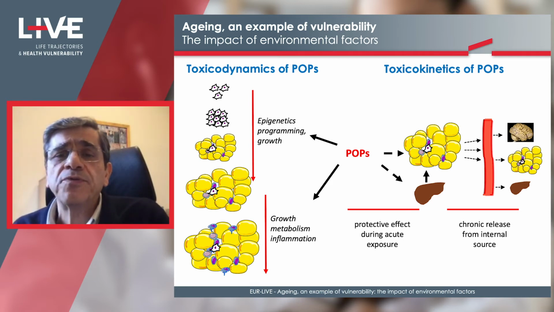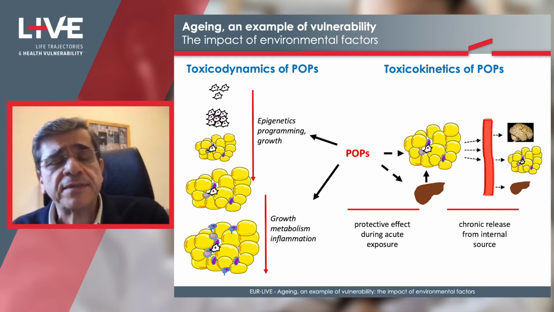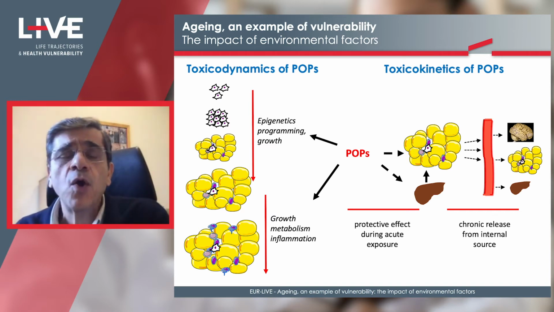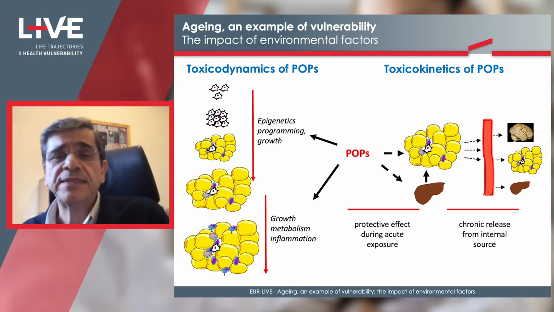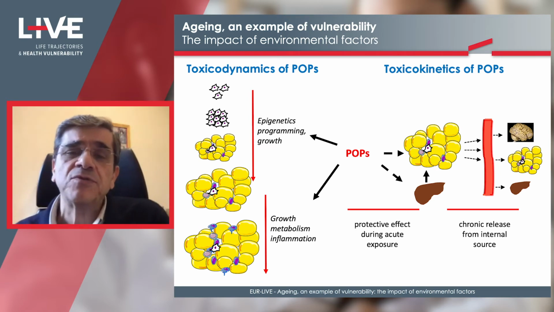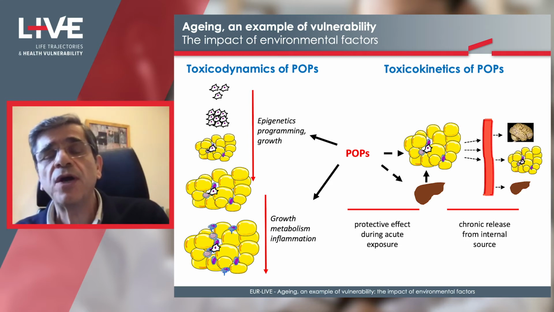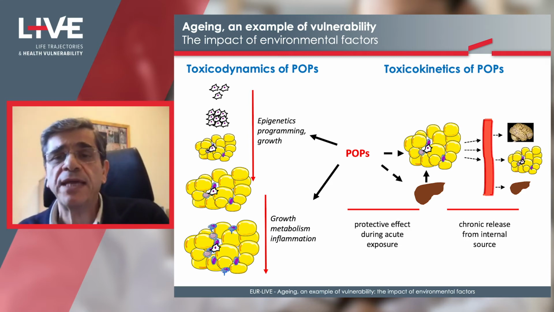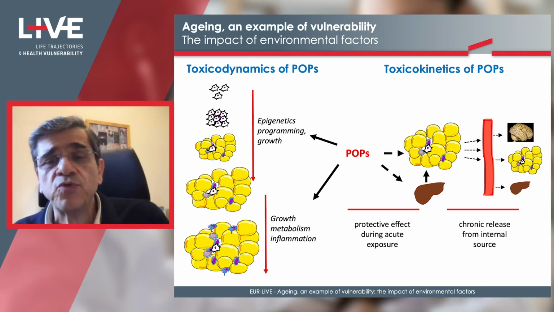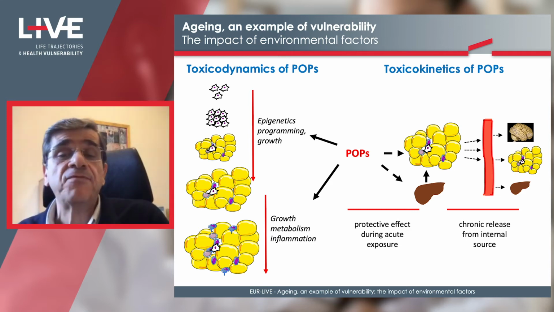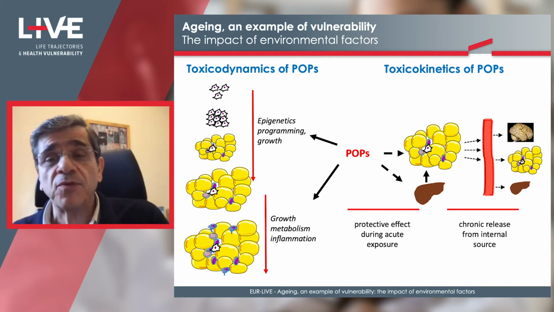POPs. These are called, to the left, toxicodynamics of these pollutants. Basically, what these pollutants do on the body, on the adipose tissue. Many of them seem to increase the amount of adipose tissue, leading to obesity, probably through an epigenetic mechanism. Others have an effect on the growth of adipose tissue, its metabolism, and its inflammatory properties. This is on the one hand.